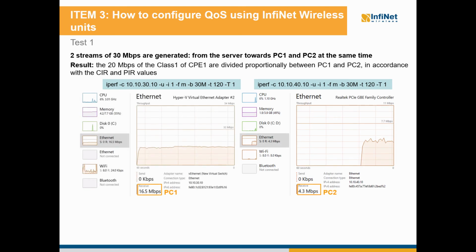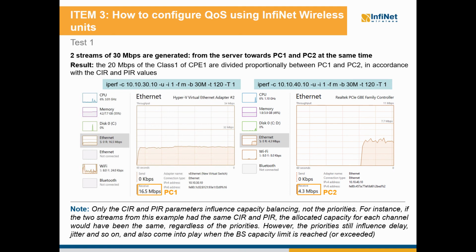The result is that the 20 megabits per second of the class 1 of CPE1 are divided proportionally between PC1 and PC2 in accordance with the CIR and PIR values. So PC1 will get about 16 megabits per second, 4 more than the CIR value, and PC2 will get about 4 megabits per second, 1 more than the CIR value.